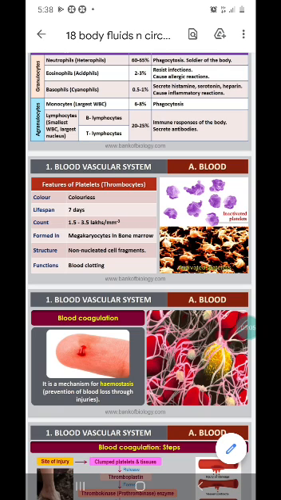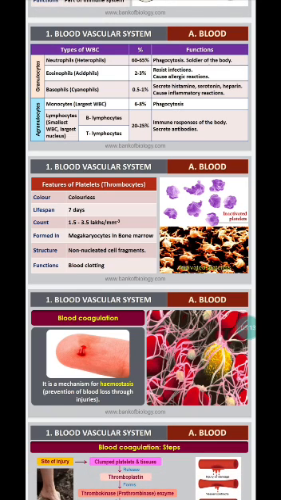Basophils secrete histamines, serotonin, and heparin, and cause inflammatory reactions. When a mosquito bites or an insect goes through your skin, you find reddish rashes and scratch those areas. This is due to the release of histamines and serotonin from the skin.